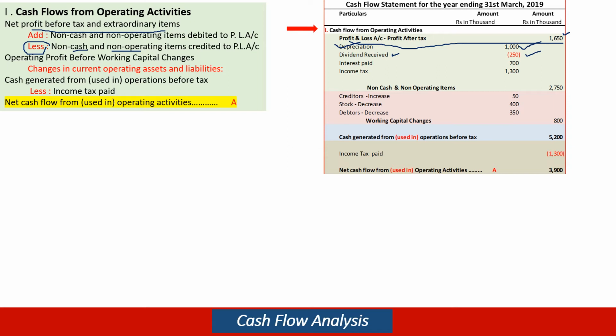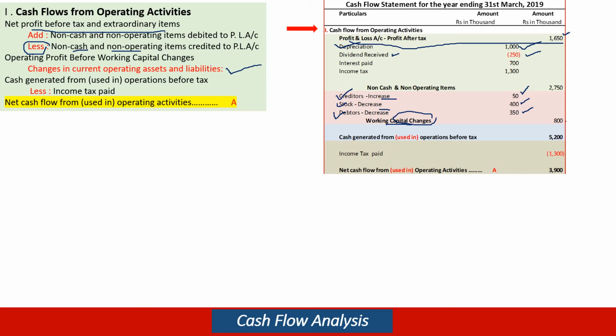Then we also look into creditors, stock and debtors, which are nothing but our working capital. If creditors increase, it means we are getting more cash into the system. If stock decreases, it means we are selling stock, we are receiving cash. If debtors decrease, if debtors pay us back the money, our cash balance increases. These are nothing but working capital changes. Changes in current operating assets and liabilities. Operating assets are nothing but working capital assets.